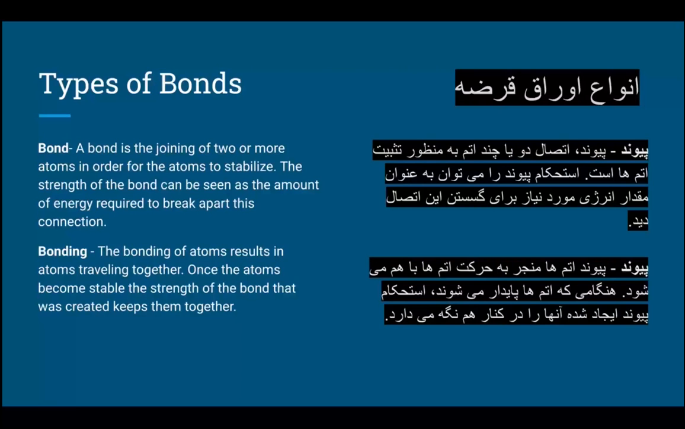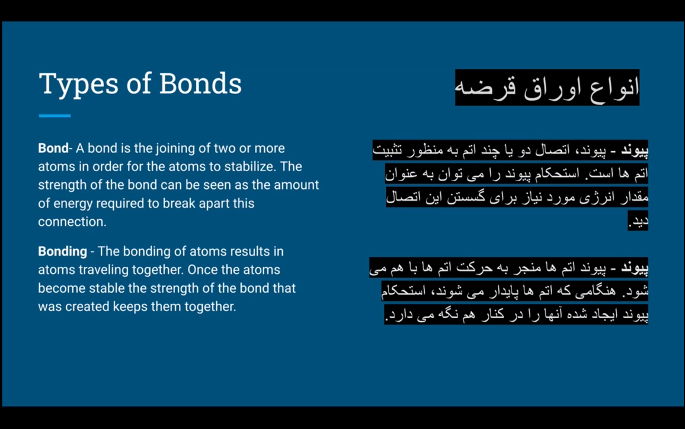Hi everyone, my name is Caitlin, and I'm going to be talking to you about types of bonds. So to start, what is a bond? A bond is a joining of two or more atoms. This usually comes from sharing or trading electrons.